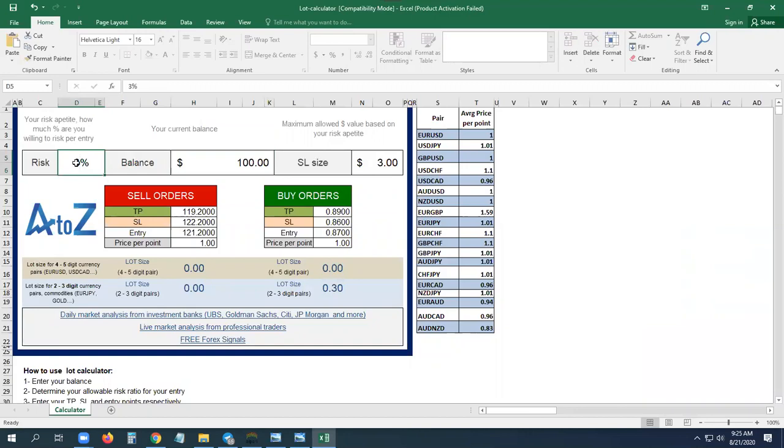So if you want to use 3% per trade, it means the maximum you can lose on that trade is $3. The maximum you should lose on a single trade, if your account balance is 100, is $3. $3 is 3% of $100.